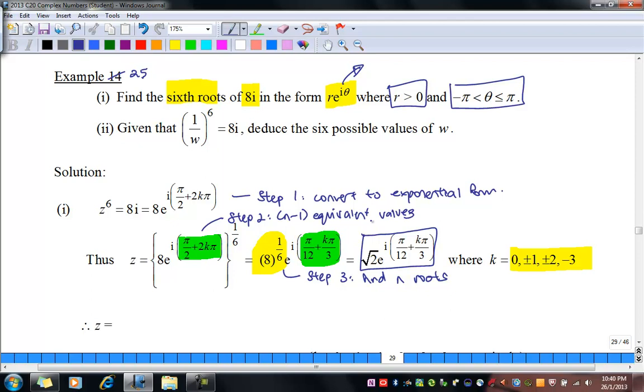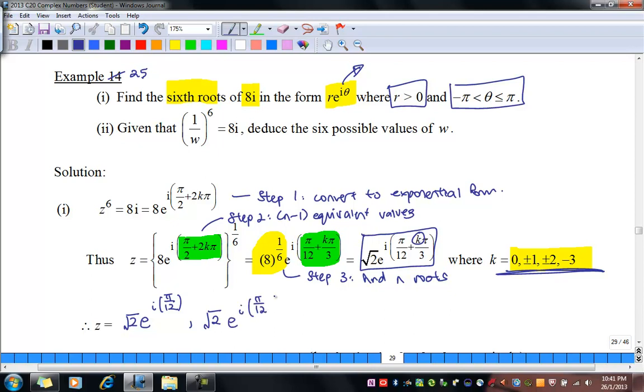So what I want to do next is to write down the 6 different values of z, which I will get by substituting in these 6 different values of k. Okay, so for example, firstly I can substitute k equals 0. So pi over 12 plus 0 times pi over 3 will just be pi over 12. Similarly, I can substitute in k equals negative 1.